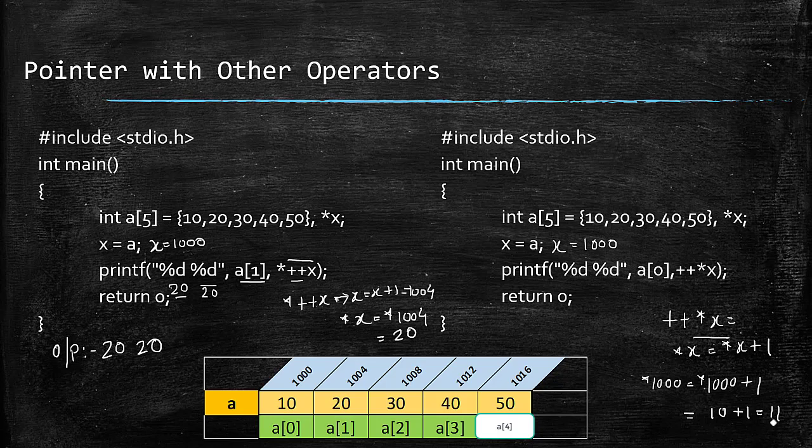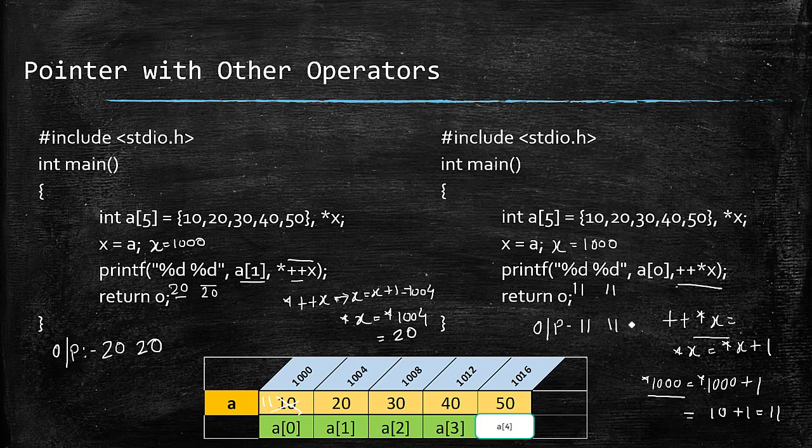So this 11 value will be stored in which address? In the 1000 address. So here the array element, the value at the A0 cell will be modified, and it will be modified to 11 because of this statement. So this will give me 11, the value of A0, which is now modified to 11. So the output for this code is 11 11.